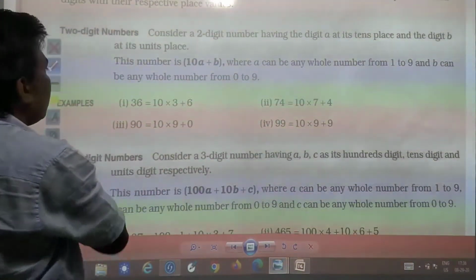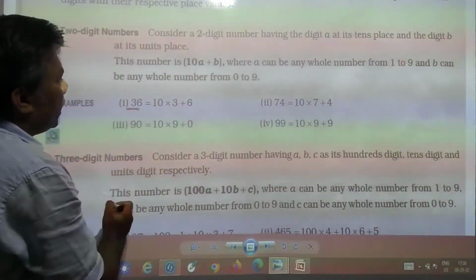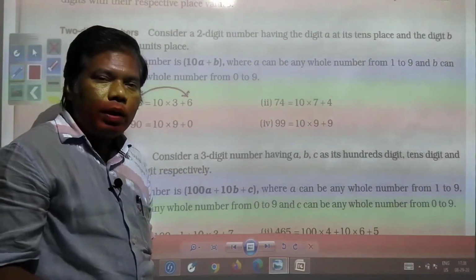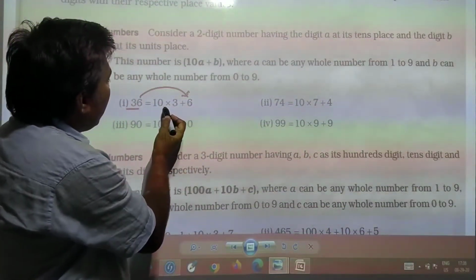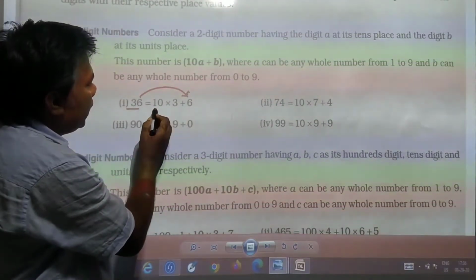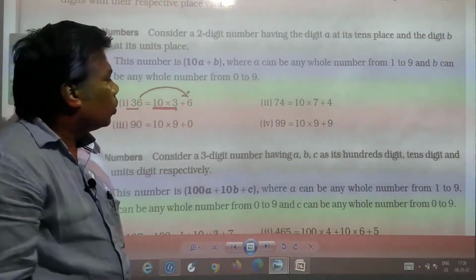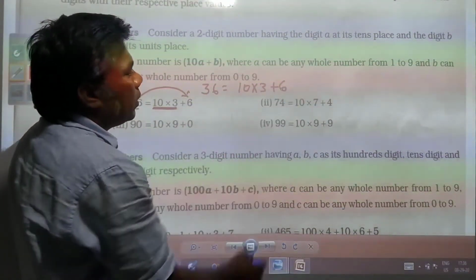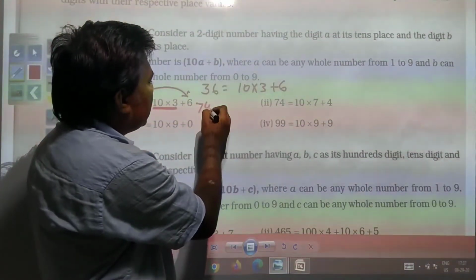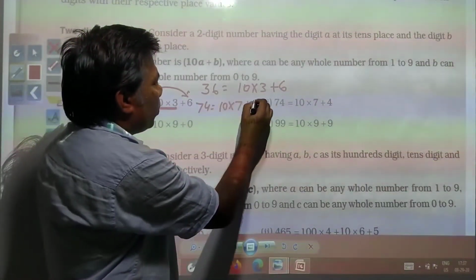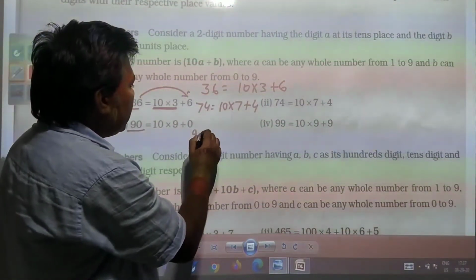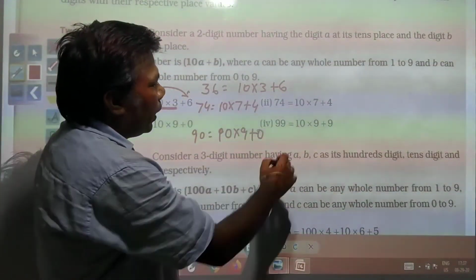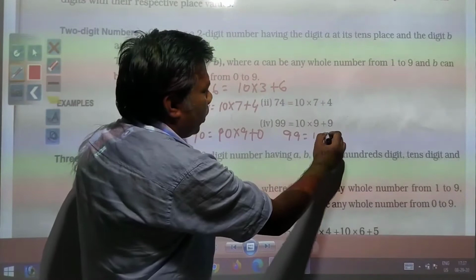Now you see some examples. 36: as I told you, the ones digit is simply written or multiplied by 1, so simply 6 has been written, and the tens digit 3 is multiplied by 10. So 36 can be written as 10 into 3 plus 6. 74 can be written as 10 into 7 plus 4. 90 can be written as 10 into 9 plus 0. 99 can be written as 10 into 9 plus 9.